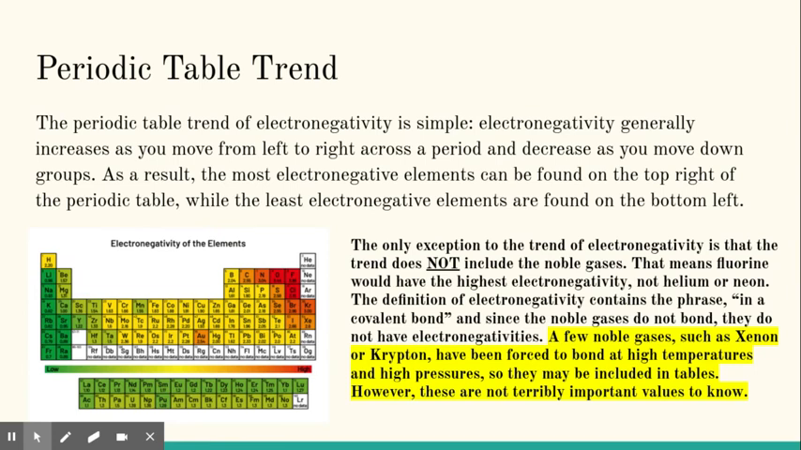Periodic table trend. The periodic table trend of electronegativity is simple. Electronegativity generally increases as you move from left to right across the period and decreases as you move down groups. As a result, the most electronegative elements can be found on the top right of the periodic table, while the least electronegative elements are found on the bottom left.